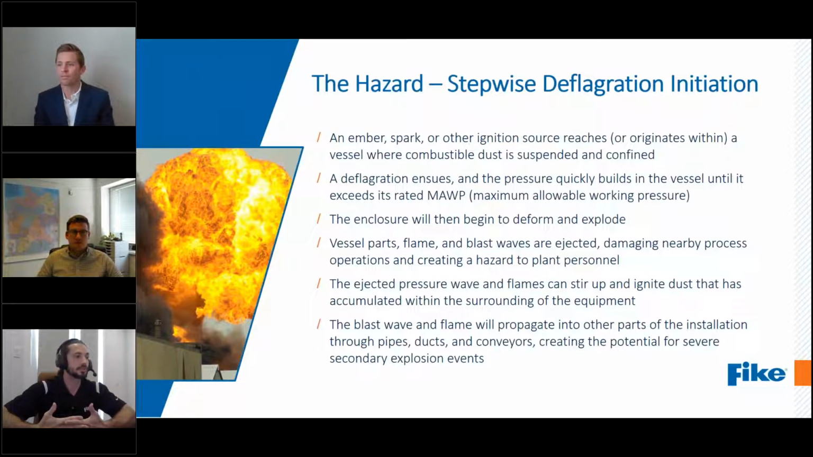The ejected pressure wave and flames can stir up and ignite dust that has accumulated on surrounding environments, leading to secondary explosion events that can be more significant than the original event that occurred within the primary vessel. This flame and pressure can also propagate down interconnected pipework, like how Carson touched on, leading to events occurring within conveyors or downstream equipment, whether that be upstream or downstream. Flame can propagate in either direction.